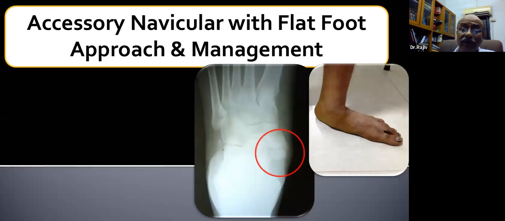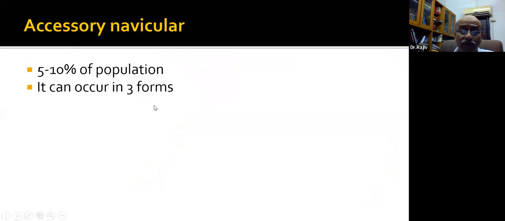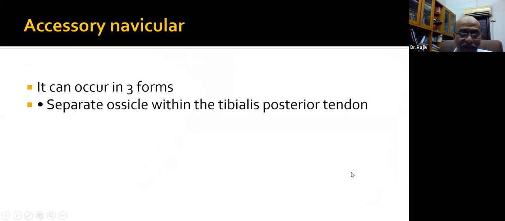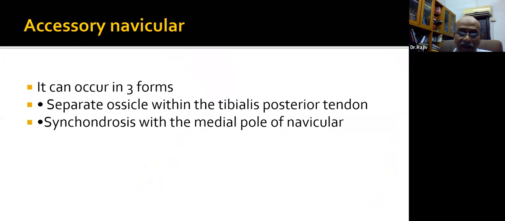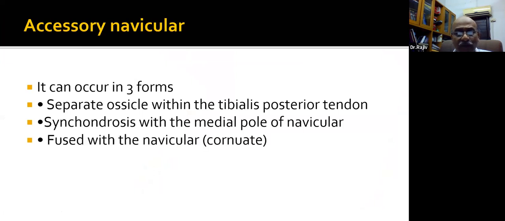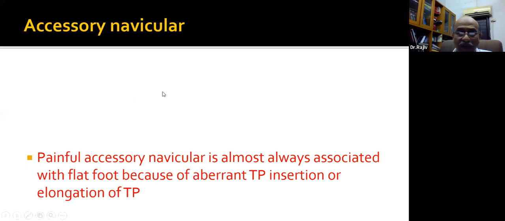Accessory navicular with flat foot, how do we approach them? Accessory navicular is there in 5 to 10% of the population. It can occur in three forms: a separate ossicle within the posterior tibial tendon, a synchondrosis with the medial pole of navicular, or it has fused with the navicular.